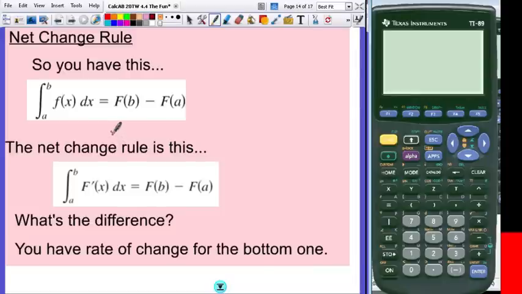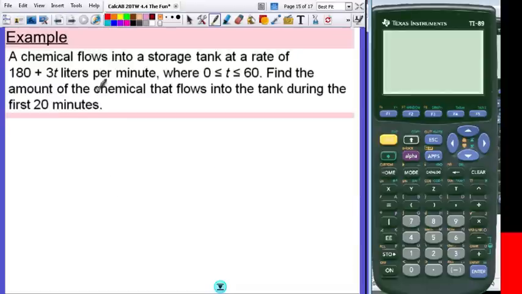Now, we have something else called the net change rule. So you have this function right here. We've done this, we just did this. This was the fundamental theorem of calculus. The net change rule looks very similar, but instead of talking about f of x, we have f prime of x. So wait, why would we actually use something like this? Well, sometimes you actually have a rate of change of a problem. You're not just given the f function, you're given the rate of change of some function. So we can plug that in instead. Let's give an example of this.